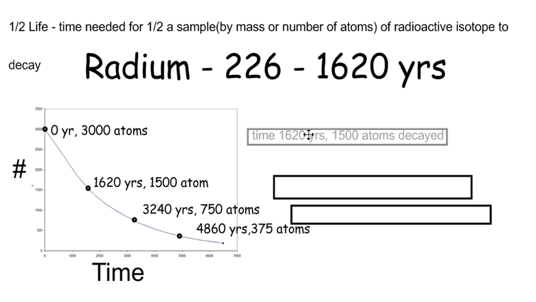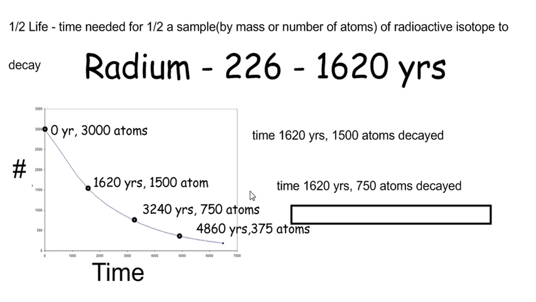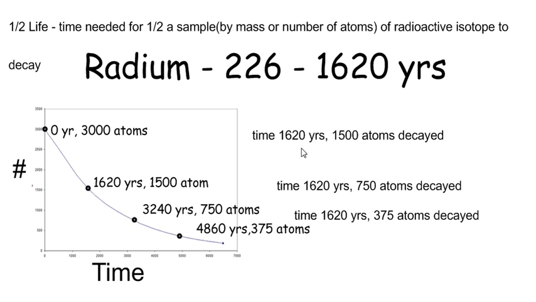Now, if you look between the first and second, the 0 years and 1,600 years, the time was the half-life, and half of my original atoms decayed. It's the same between the first and second point, the second and third point, and the third and fourth point. The time period that passes is the same, with less and less decay, because I'm starting with fewer atoms to decay.